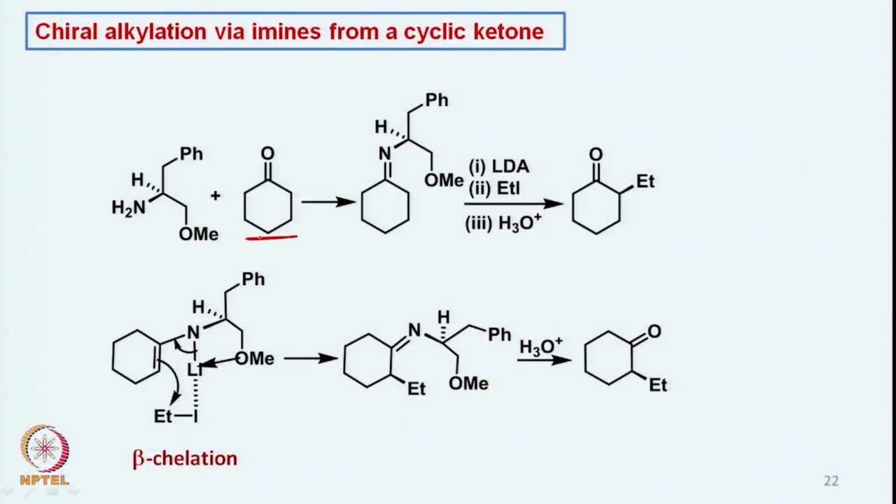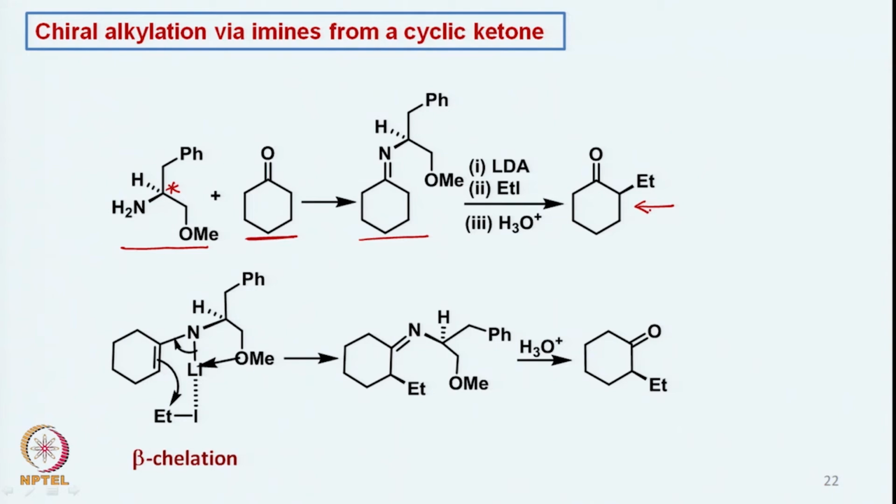Now, if we take a ketone and make a reaction with a primary amine, which is a chiral amine, so we take this as a chiral center and we make this particular imine, which is now chiral, because the amine was chiral. And now if we take LDA as a strong base and ethyl iodide, and then finally do the hydrolysis, this is what is obtained, and this particular alpha ethyl ketone is optically pure.